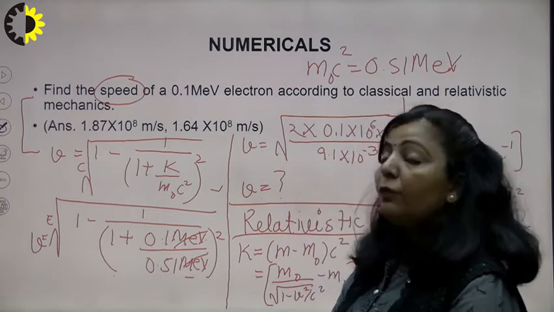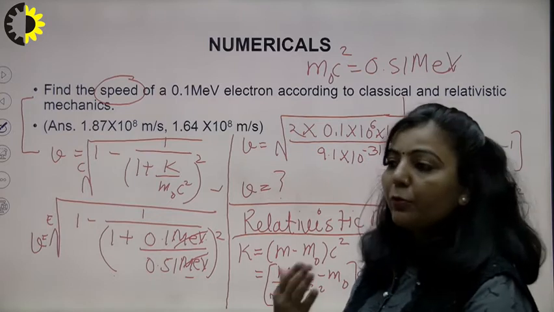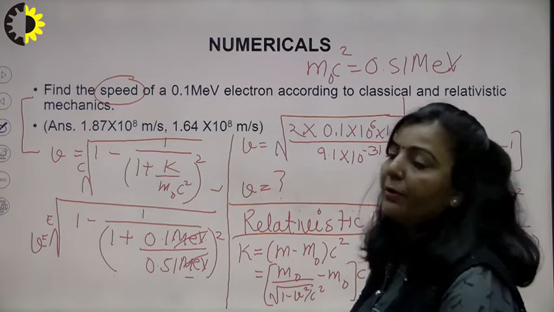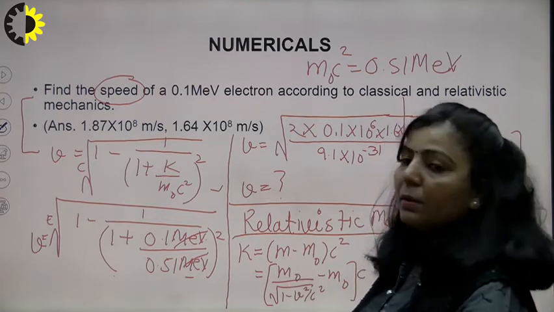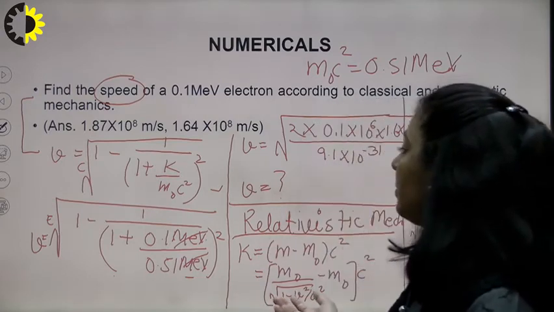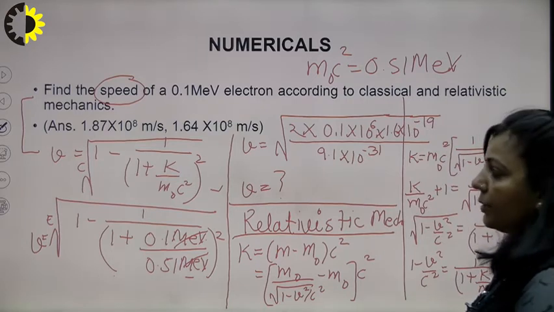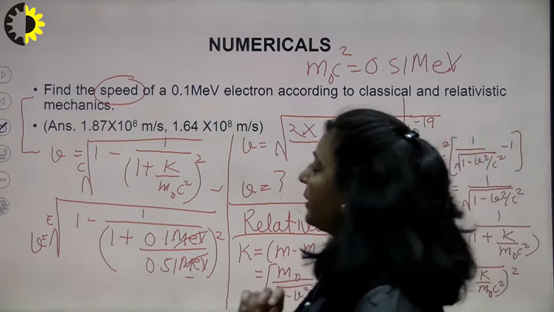So if you want to calculate the speed of any particle with respect to classical mechanics or relativistic mechanics, then in classical mechanics simply K is half m v square, and in relativistic mechanics you have K equal to this one. So this is the method to solve it. Now the next question.